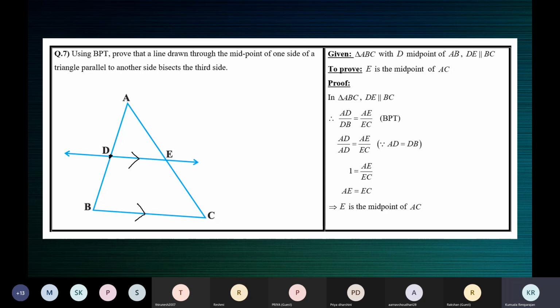Okay, the proof is very simple. In triangle ABC, we have DE parallel to BC. It's given to us. So by BPT, we have AD by DB is equal to AE by EC. But since D is the midpoint, we know that AD is equal to DB.